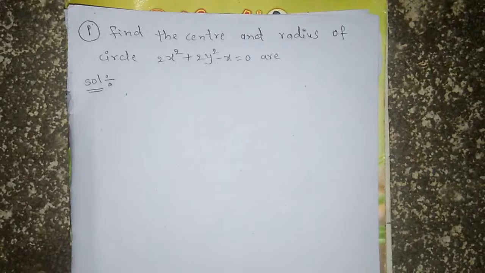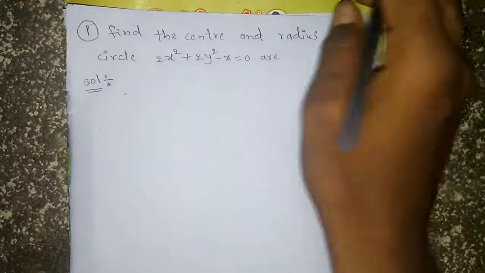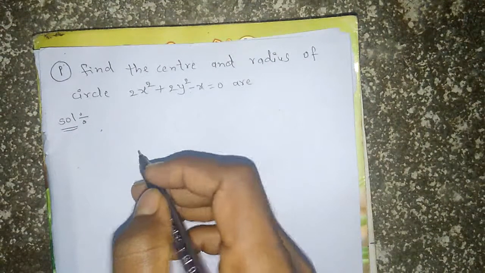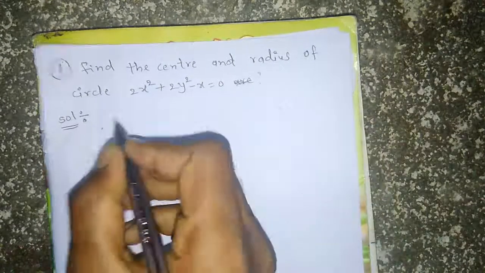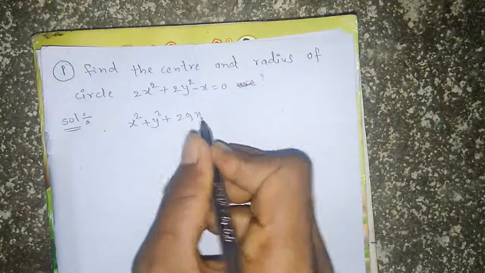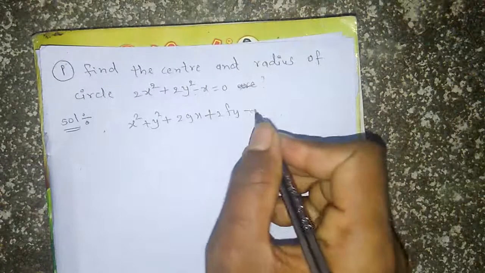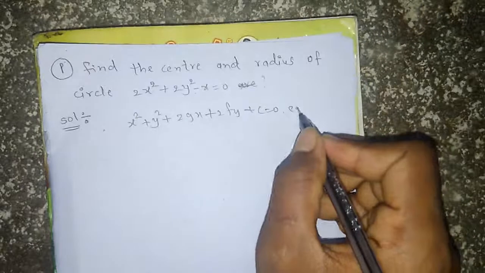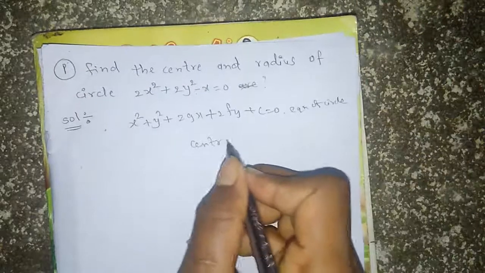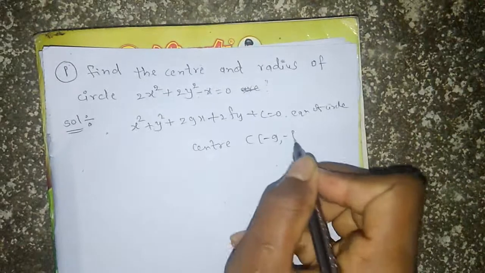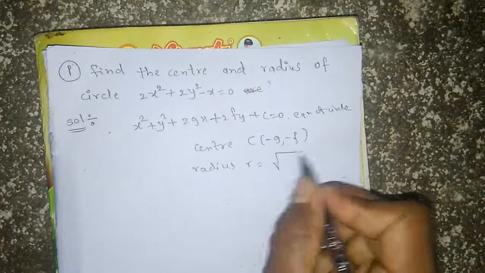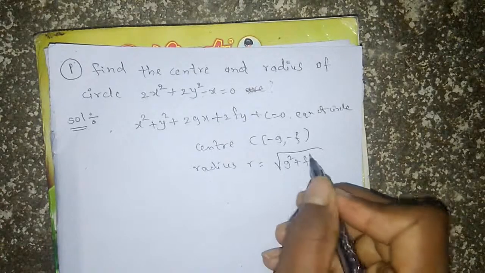Next problem is find the center and radius of the circle 2x square plus 2y square minus x is equal to 0. General equation of circle is x square plus y square plus 2gx plus 2fy plus c is equal to 0. This is the equation of circle. Center is minus g comma minus f and radius r is equal to root of g square plus f square minus c.